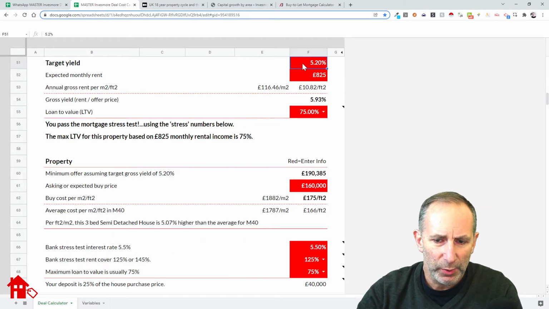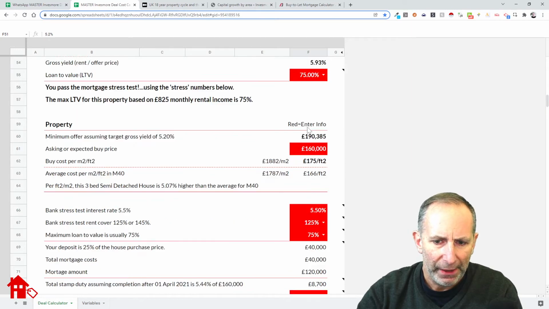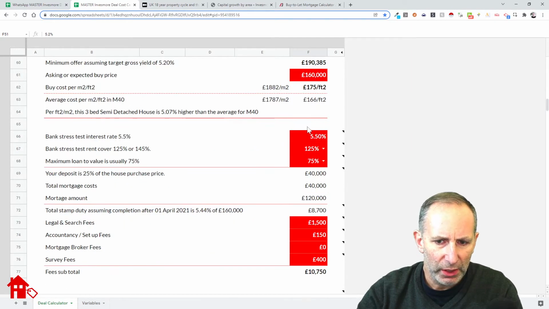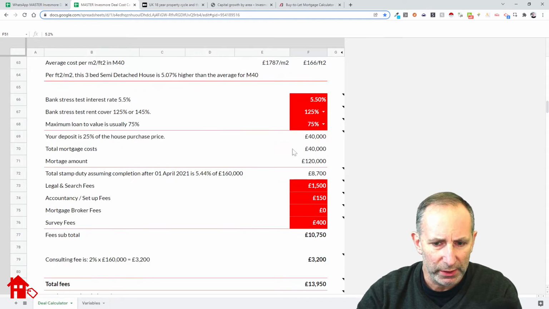And let's say it's a nice property. Let's say it's going to get £825 a month, which I think is reasonable for a good 3-bed semi in a nice area. In theory, one can bid higher on this property, but let's keep it at £160,000 because I think that's a realistic number for a good property deal.